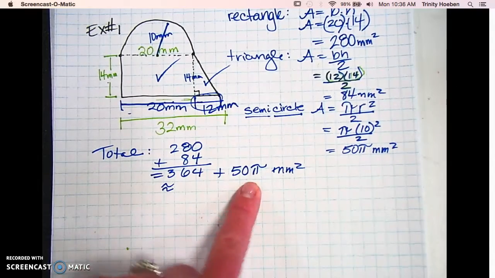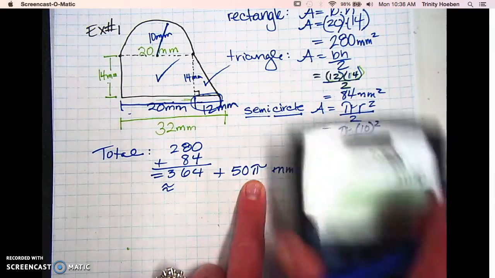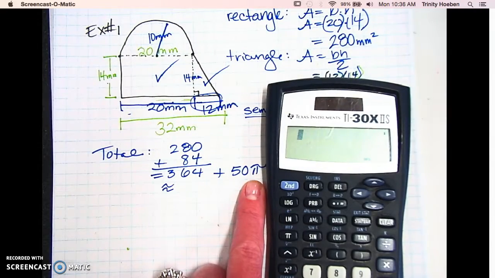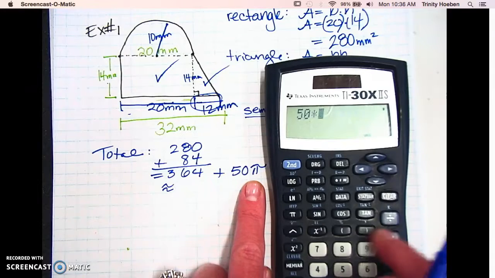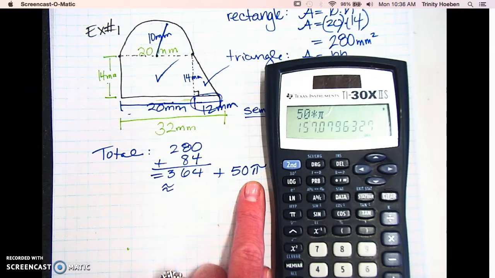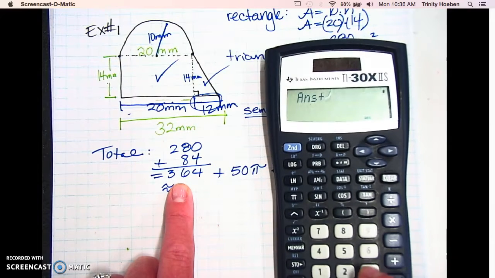How do I know it's going to have a decimal? Because there's a pi in there. Okay, so on your calculator, you want to do 50 times the pi button first, which is going to give you that decimal. Just leave it in there and then hit plus the 364 equal sign.